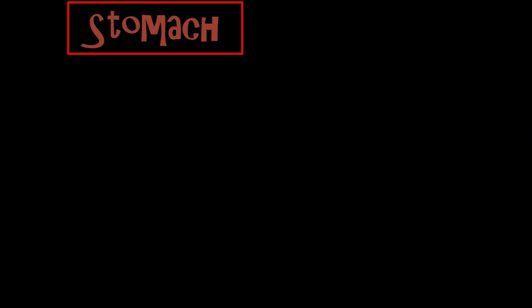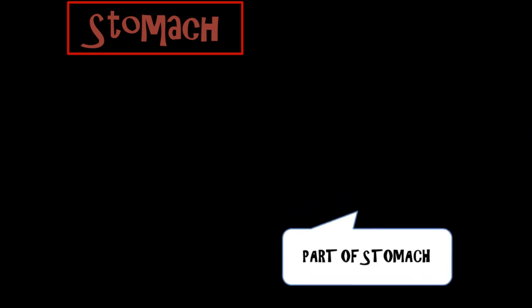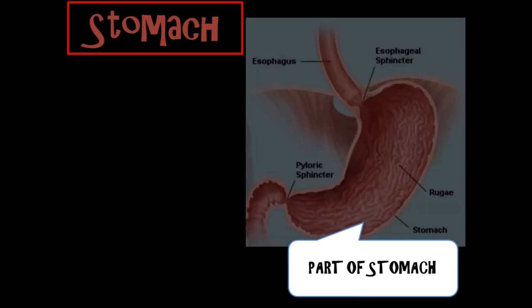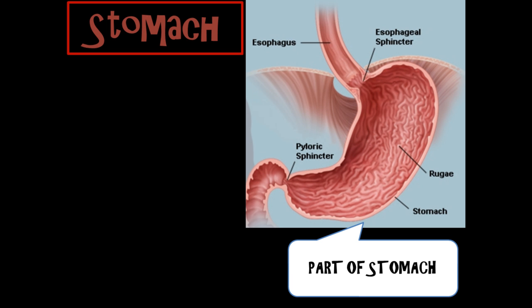Stomach. The main function of the stomach is to process and transport food. After feeding, the contraction activity of the stomach helps to mix and grind the food. Parts of the stomach. The stomach consists of the stomach body, rugae, esophageal sphincter, and pyloric sphincter.